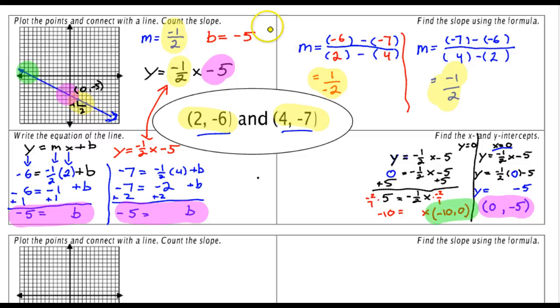But the big picture is that if you get a different answer here than here, you don't just say, well, I did it, I'm done. You know that something's wrong because there's only one slope. There's only one y-intercept for any 2 points. Can't be different answers.